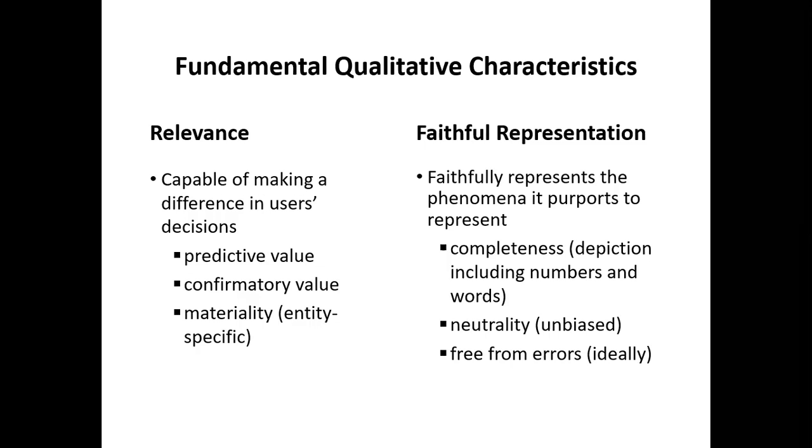So therefore the neutrality is more or less the prudence. And also you can't afford to have errors. So it must be free from errors, right? That is also the case. So therefore, for a particular representation to be faithfully represented, you must be able to show that the completeness is there, the neutrality is there, the free from errors is there.